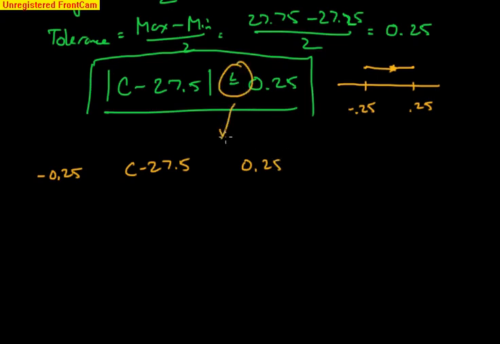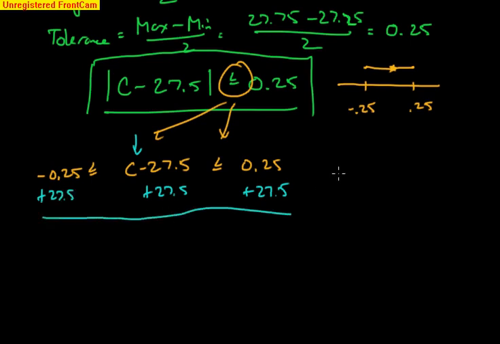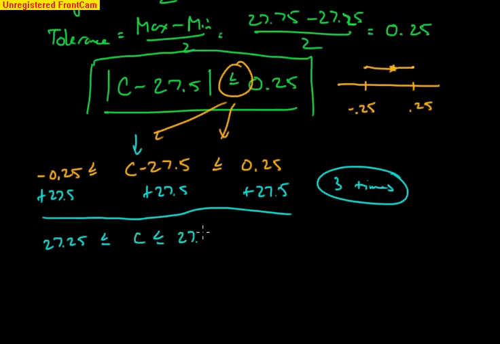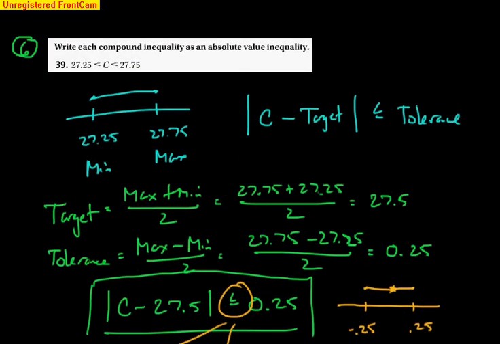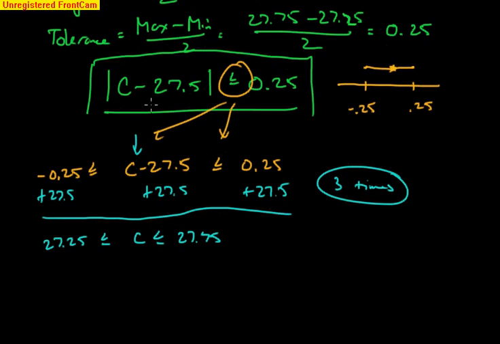And we write this inequality down twice. Less than or equal to, less than or equal to. And you want to get C all alone in here by itself. So we're going to add 27.5 to both sides. Now notice there's 3 sides, so we have to do it 3 times. And what do we get? Well, we get 27.25 less than or equal to C less than or equal to 27.75. And that is exactly what you started with in the above compound inequality. So this is the correct answer right here, the absolute value inequality.